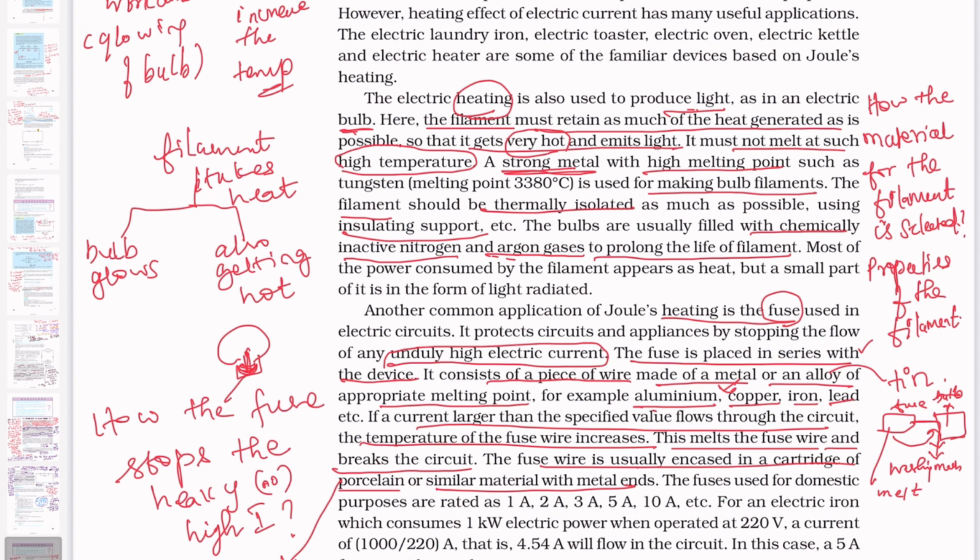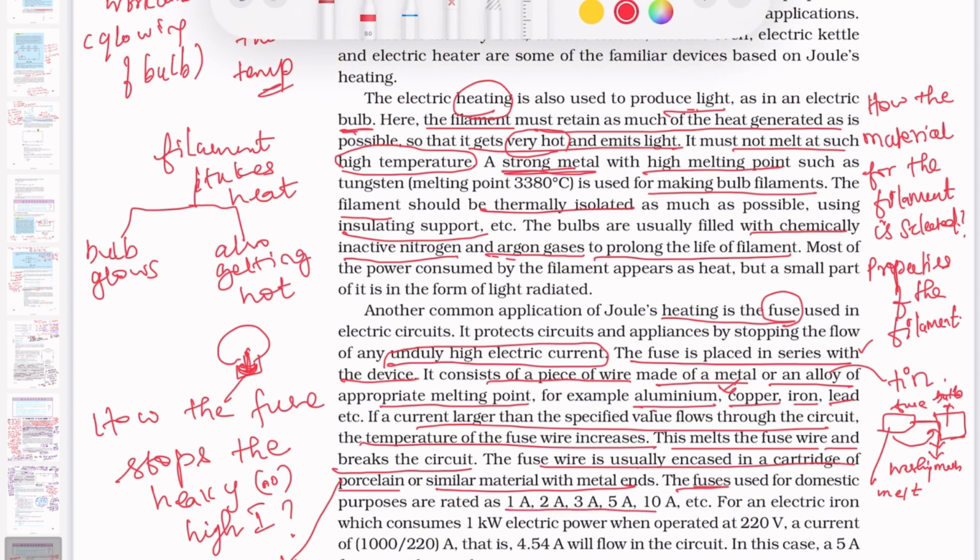Then what are the different values for the fuses? So basically it's current. So 1 ampere, 2 ampere. We have fuses on all these ranges. Now, for example, if there is an electric iron consuming 1 kilowatt power at 220 volts, what will be the current? How do I calculate the current? Current is 1000 by 220 amp, that is 4.54 amps current flows.